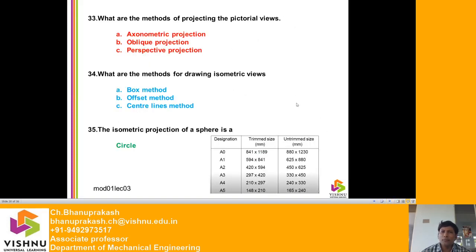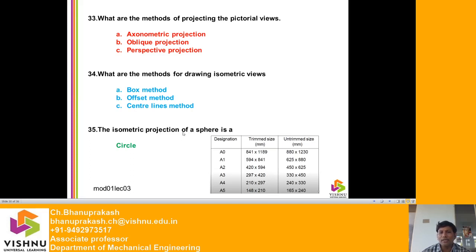So, what are the methods of projecting the pictorial views? There are 3 types of methods: axonometric projection, which we discussed, oblique projection and perspective projection. Next, what are the methods for drawing isometric views? One is the box method, offset method, center line method. But in first year engineering drawing, we discussed the box method. The box method is very easy for understanding the construction of an isometric view.